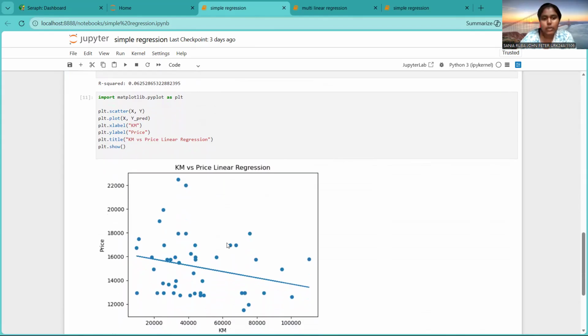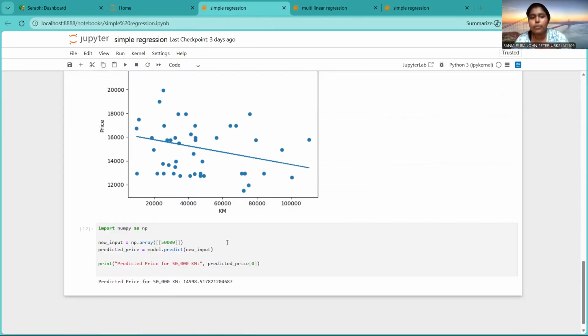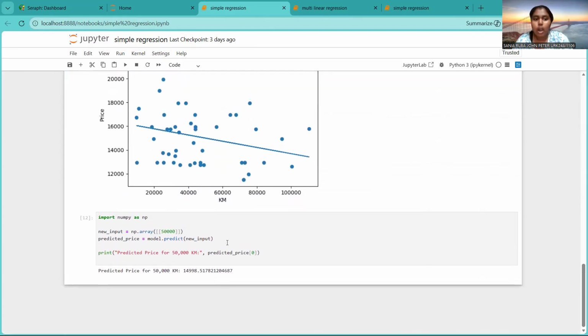Blue dots represent the actual data and the regression line represents the predicted regression values. This line shows the variation between kilometer and price, so this is the trend between the kilometer and price. Next, I'm going to predict the value: for how many kilometers, what will be the predicted value?